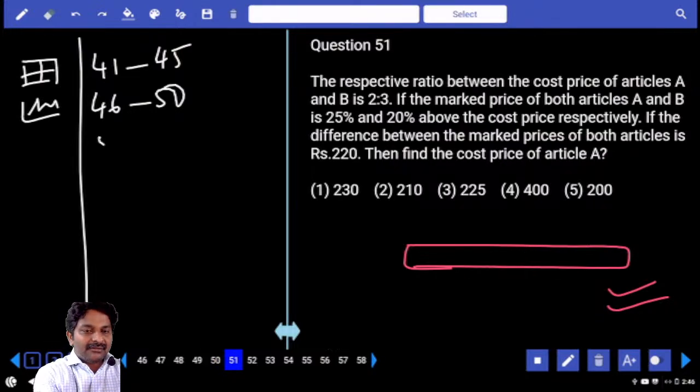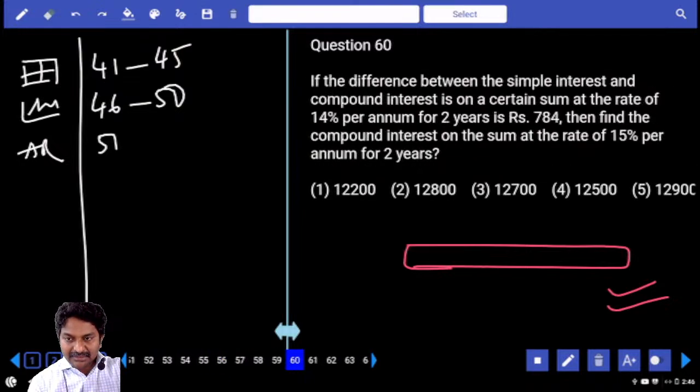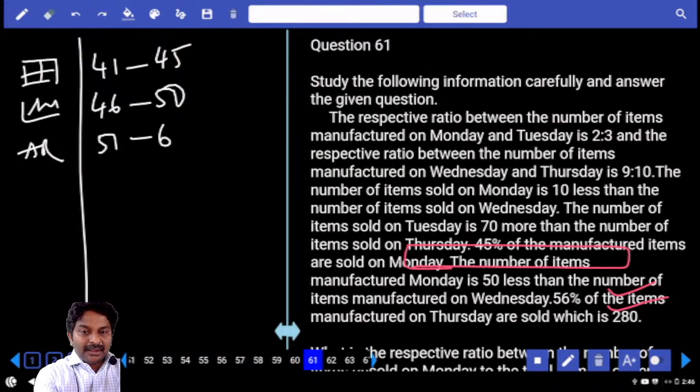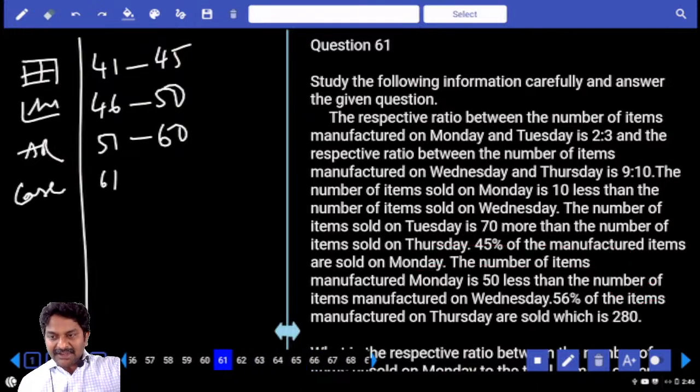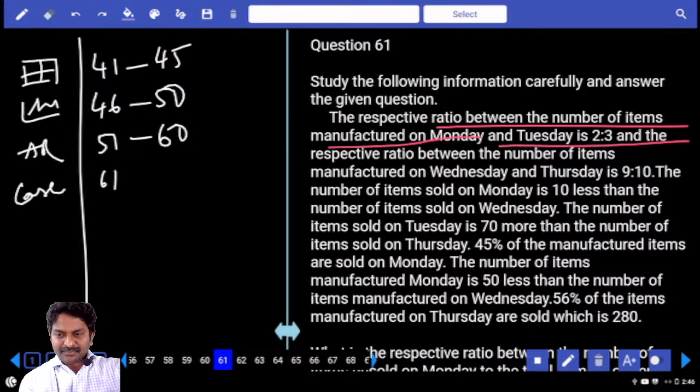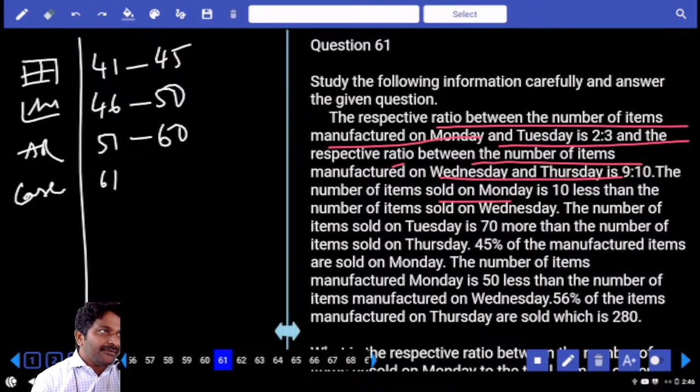Next, from 51 onwards, we have arithmetic questions till 60. And from 61 onwards, we have caselet. Just observe the data. Ratio between number of items manufactured Monday, Tuesday, items manufactured Wednesday, Thursday, and then sold. So we have data regarding 4 days, Monday, Tuesday, Wednesday, Thursday. They are talking about manufactured items and then sold items. If you have these two, we can calculate unsold items also.